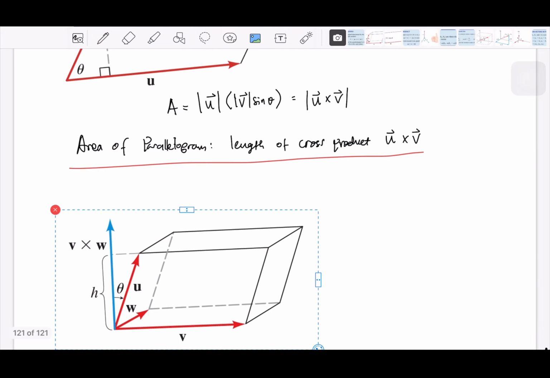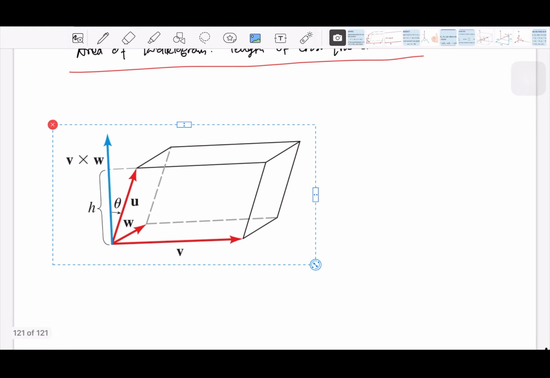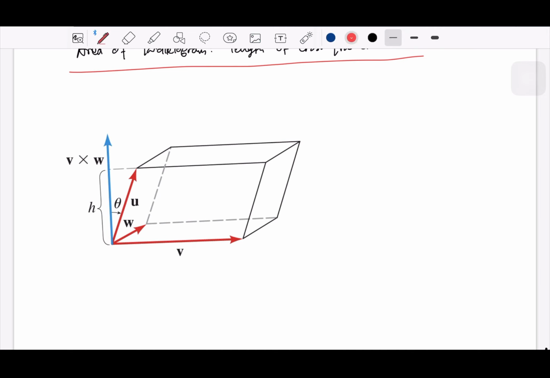This is the parallelepiped. Let's say we have V, we have U, the vector, and we have W, and then we have V cross W as the height, the blue line, and then we have an angle over there. From this application, the volume is always the area multiplied by the height. So the area itself is the area of the parallelogram, the cross product V cross W, and then multiplied by the component of the height with theta.